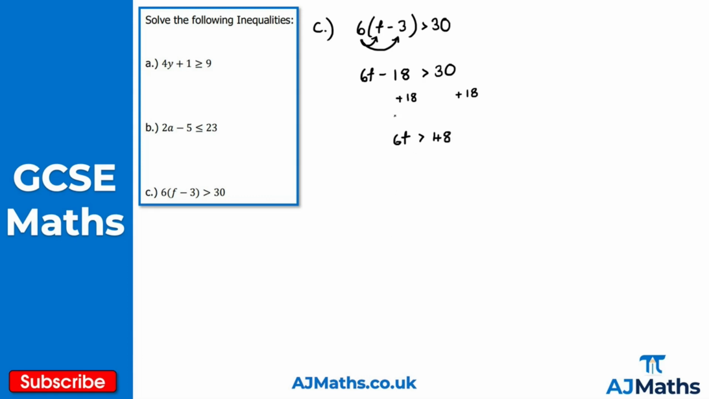And then finally we just want f here. Well, we're timesing f by 6, so the opposite of timesing by 6 is to divide by 6. So divide both sides by 6 then. On the left hand side we're simply going to get f. And on the right hand side here we've got 48 divided by 6, which would give us 8 there. So f is greater than 8. Okay. And there we have it. So that's the solution to C.